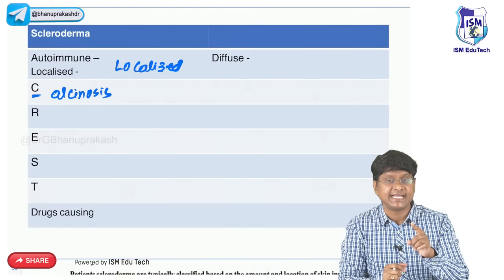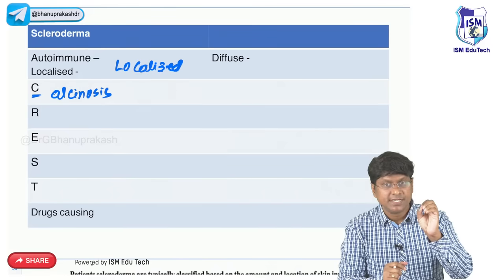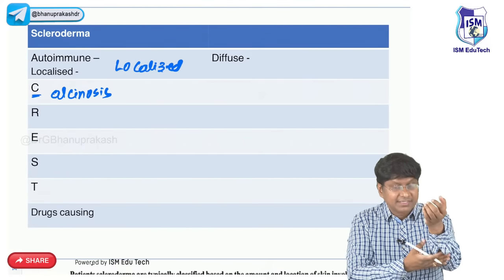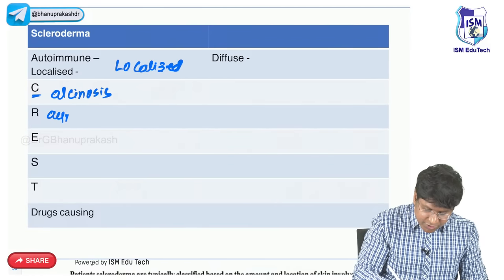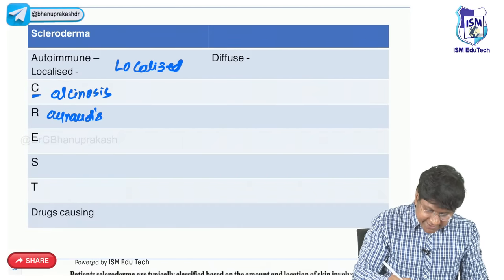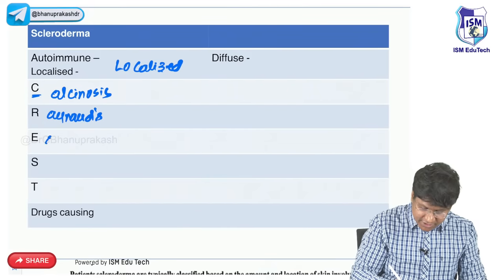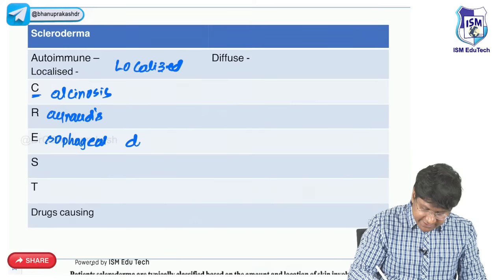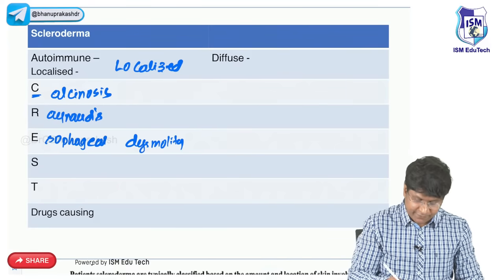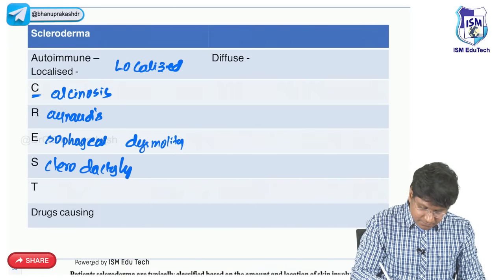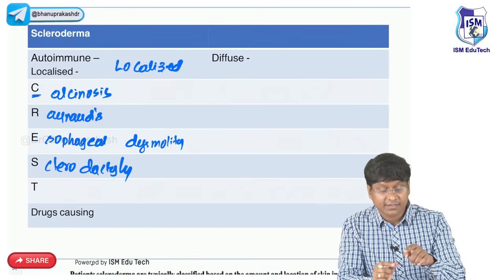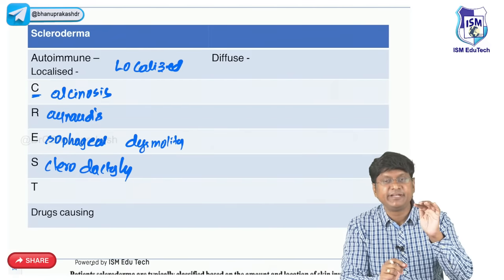where there is subcutaneous calcification of the fingers and subcutaneous calcification along the extensor surface of the forearm. And R stands for the Raynaud's phenomenon, right? E stands for the esophageal dysmotility, right? And next, S stands for sclerodactyly, right? Sclerodactyly, where the skin thickening is limited to the fingers.